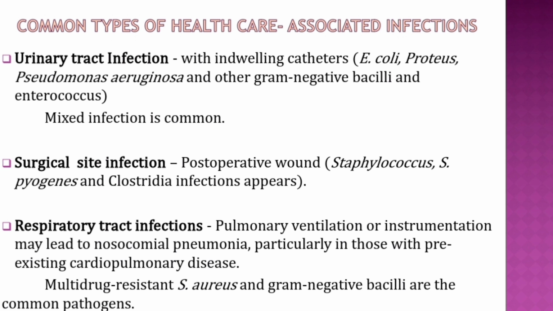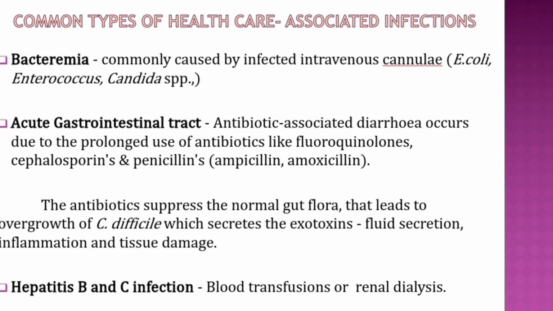Next, surgical site infection, which occurs in the post-operative wound. The agents responsible are Staphylococcus aureus, Streptococcus pyogenes and Clostridium species. Next, respiratory tract infection, which occurs due to pulmonary ventilation or instrumentation, may lead to nosocomial pneumonia, particularly in those with pre-existing cardiopulmonary disease. Multi-drug resistant Staphylococcus aureus and gram-negative bacilli are the common pathogens. Next is bacteremia, commonly caused by infected intravenous cannulae. The agents responsible are Escherichia coli, Enterococcus and Candida species.